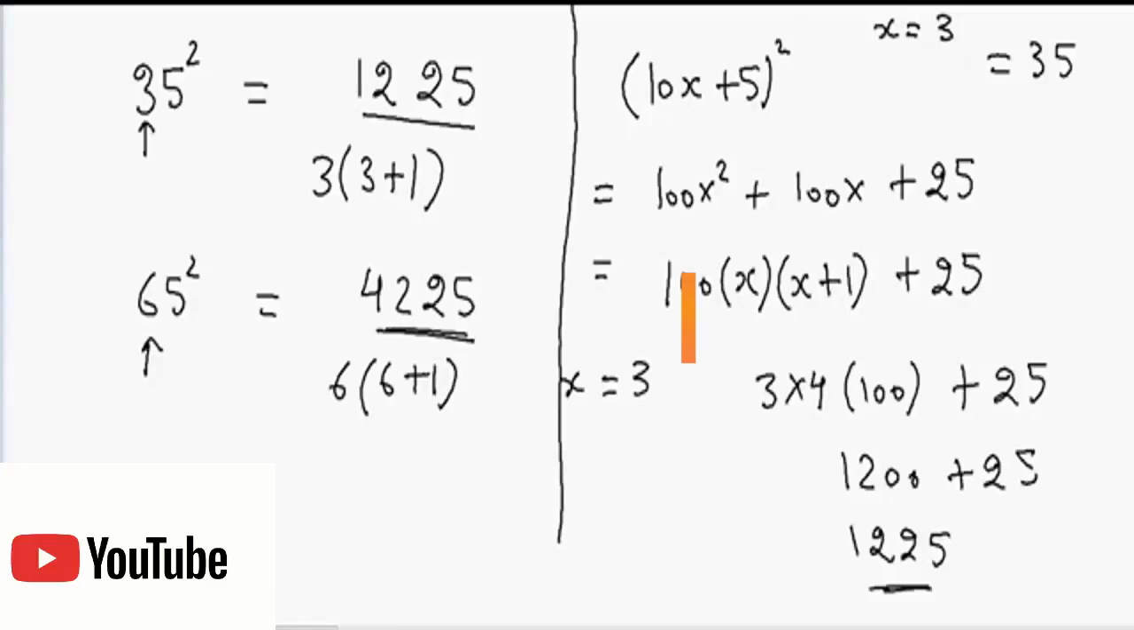Another example: if I have 85 squared and I want to do a square, the ending will be 25, and we'll do 8 into 9, that's equal to 72. So the answer is 7225. So this is how this trick works.